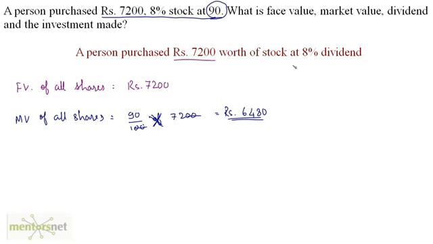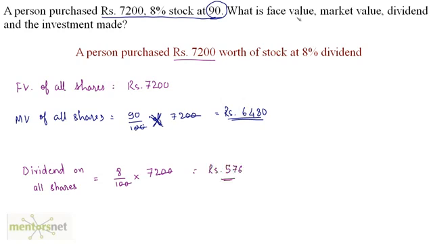Now the rate of the dividend is 8%, and dividend is always calculated on the face value. So we can calculate the dividend on all the shares. Actually, dividend is also called the profit or the annual income derived on the face value. So it is 8% of the face value. So it is 8 upon 100 times the face value, that's 7200. Cancelling out the zeros, 8 times 72, and that is rupees 576.